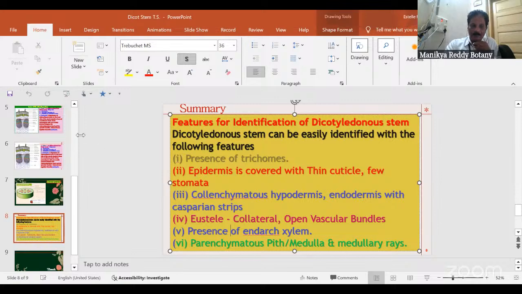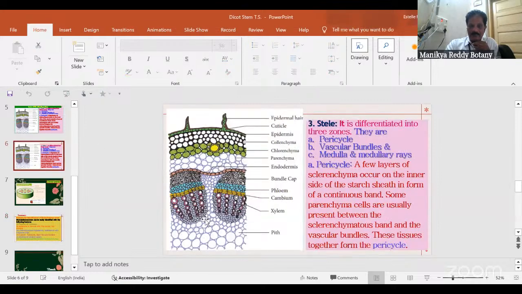In xylem, I forgot to tell you, a series of xylem vessels could be seen, which are dark pink color structures. These are xylem vessels. The xylem vessels are uneven in size. The innermost xylem vessels are narrower, and the outer xylem vessels are larger.